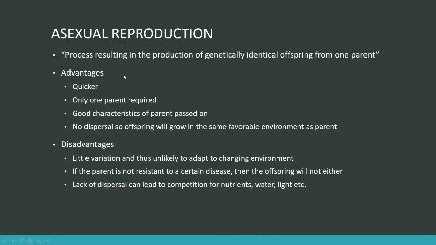So before we get into anything in detail, we need to understand the formal definition of asexual and sexual reproduction. Asexual being the process resulting in the production of genetically identical offspring from one parent. The main thing here is that it's one parent and they're all genetically identical in terms of the offspring, so basically it's another word for cloning. And there's several advantages to this, in that it's quicker, and one of the reasons being that only one parent is required for this. And so the good characteristics of the parent will of course be passed on to the offspring because again it's cloning.